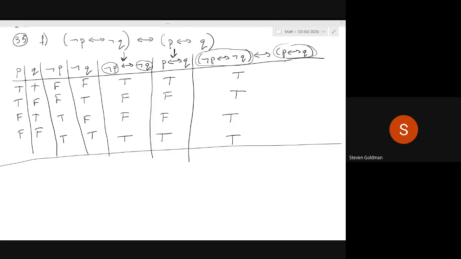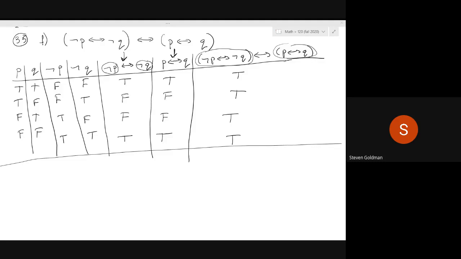Okay, the next question was 47. 47 was a question about fuzzy logic. You needed to read the paragraph before. Give me one moment here.